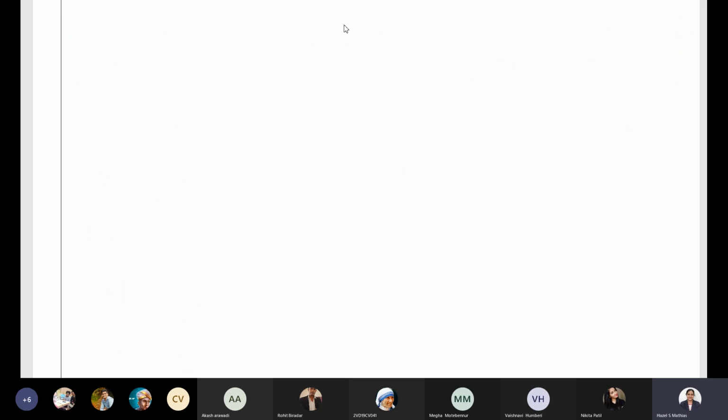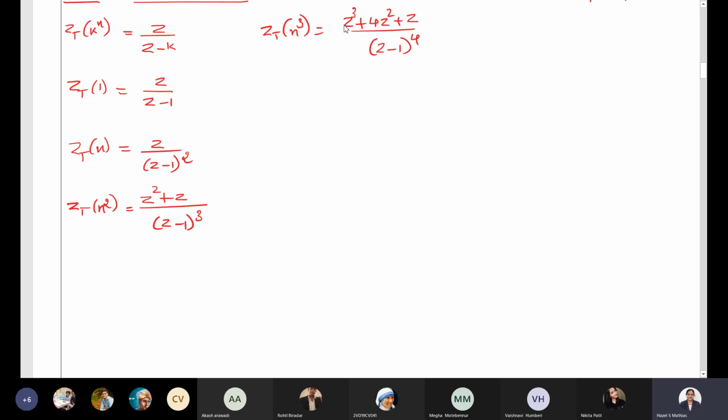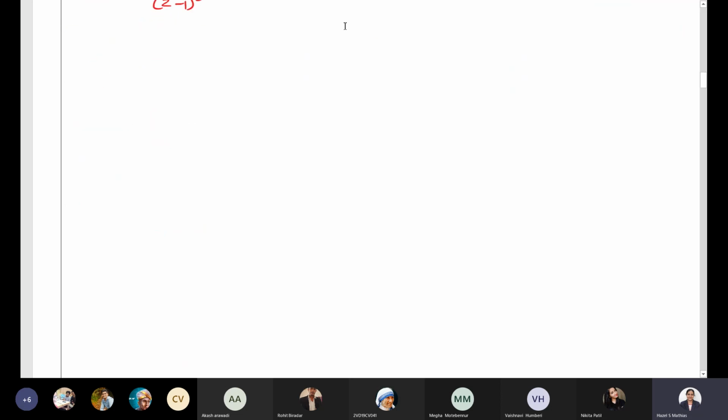So listen to me carefully. You need not know much about this. Just remember these standard Z transforms: Z transform of k power n, Z transform of n, Z transform of n square, n cube. This much you remember. Don't think that you cannot understand, this much you remember. Then we'll go for the next theorem.